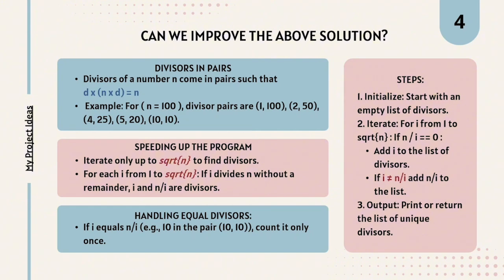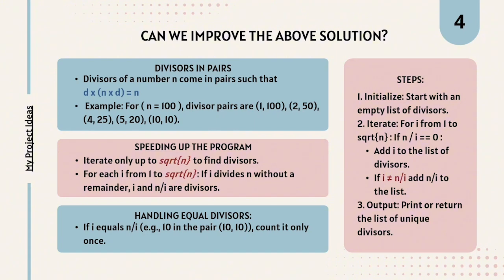So what are the steps? First, initialize, start with an empty list of divisors, then iterate from i to the square root of n. If n mod i is double equal to 0, add i to the list of divisors. If i is not equal to n by i, then add n by i to the list. This is to take care of the equal divisors issue. Then output: print or return the list of unique divisors. Got it? So I guess the algorithm is understood. You guys got to know what is there in the algorithm.